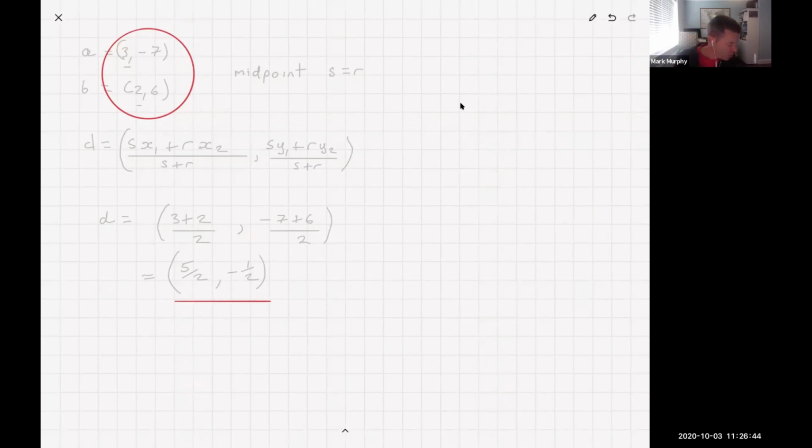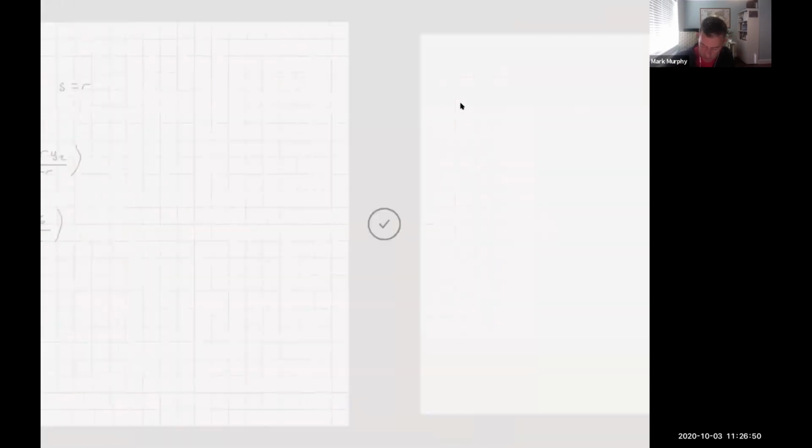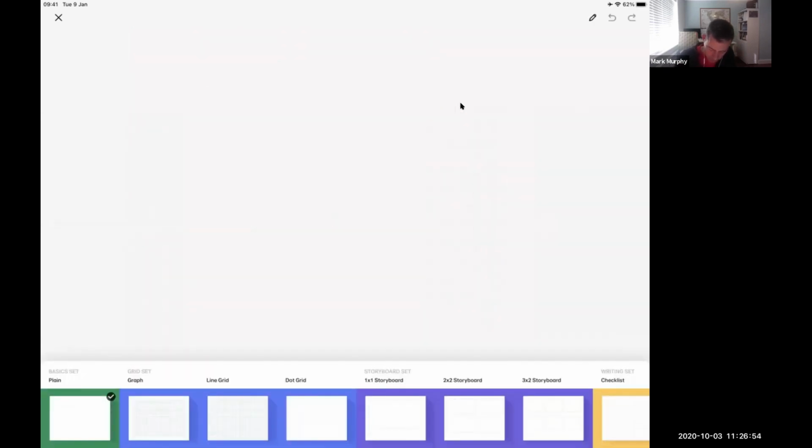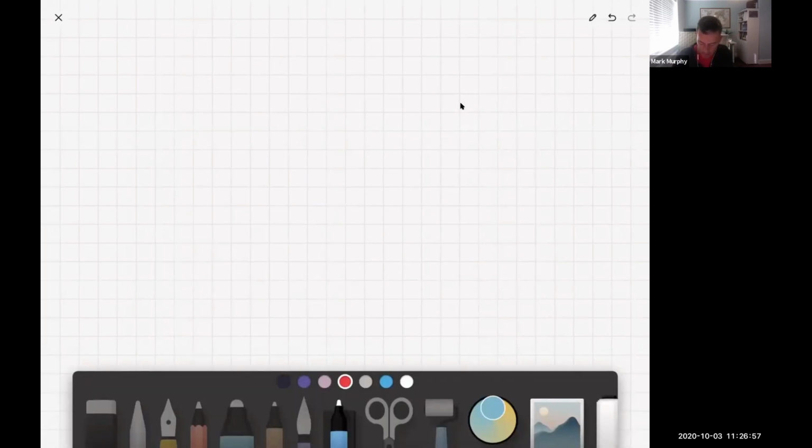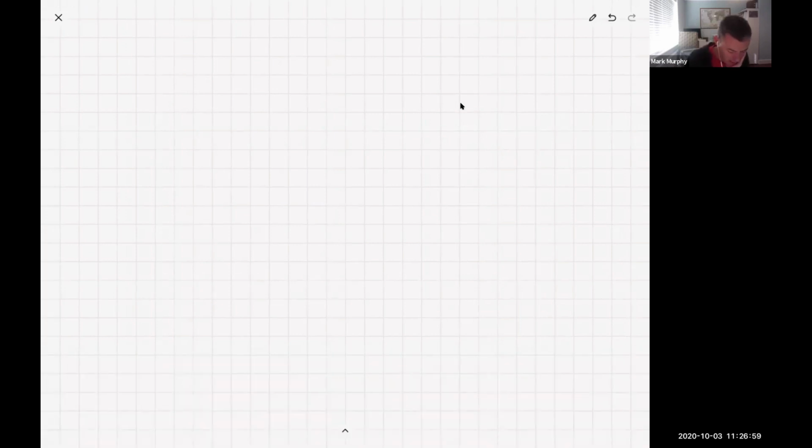Let's move on and do the last one, which is the distance formula. And then that's basically the whole course completed. So it's number 7, the distance formula.